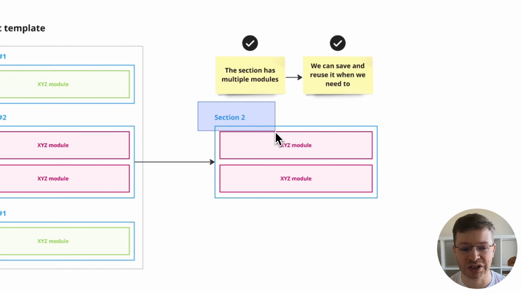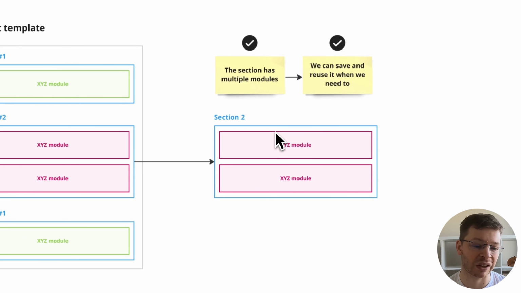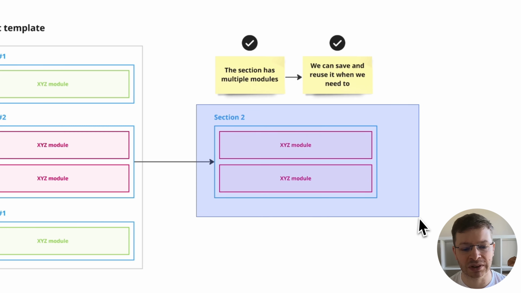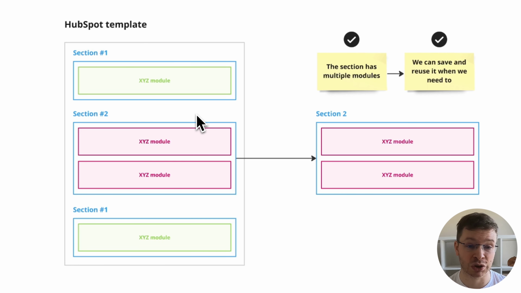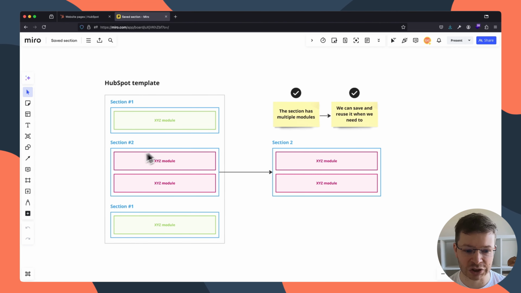We can build pages not only with templates and modules, but we can also use sections in HubSpot. Inside the sections, there can be multiple modules, like in this example. Once we build this section, we can save it and reuse it for creating new pages when we need to. Reusing this section will save enormous time if we're creating pages with repeatable layouts and modules. So now let's create a new page and I will show you first how to use modules. And after this, we will create a section with multiple modules and save it in case we need it.